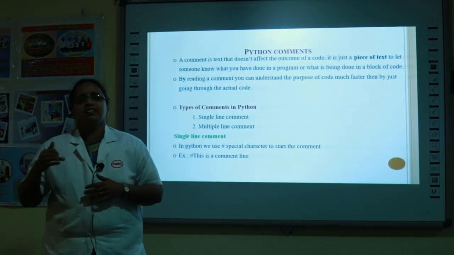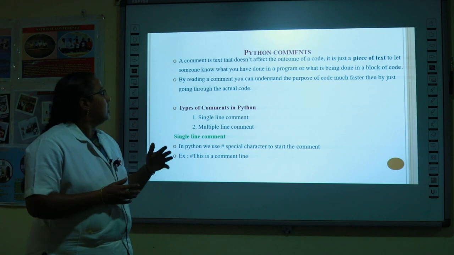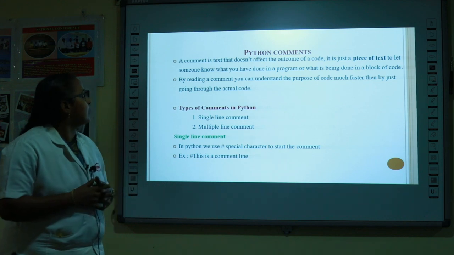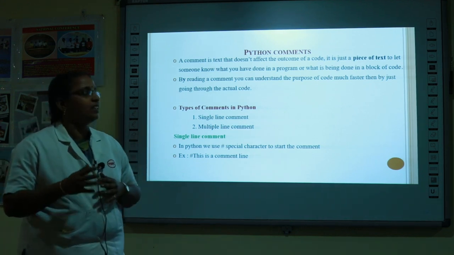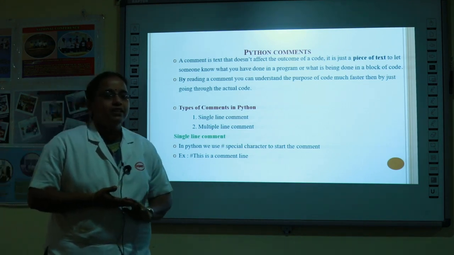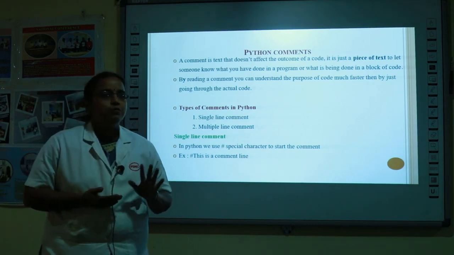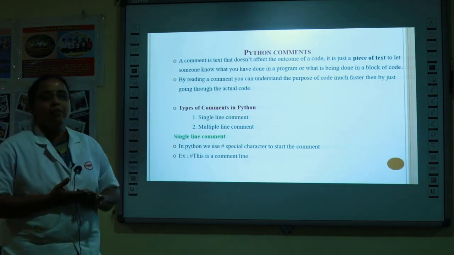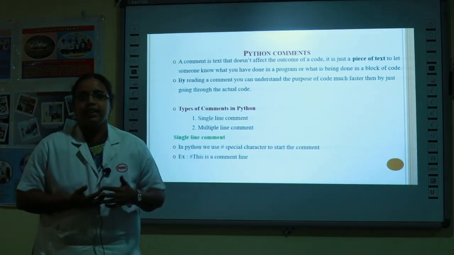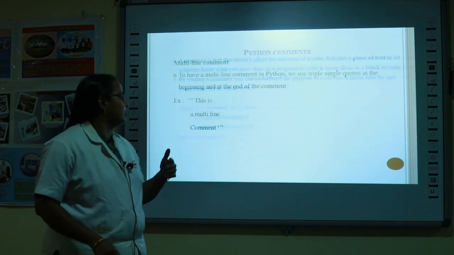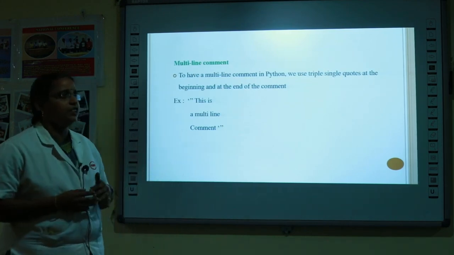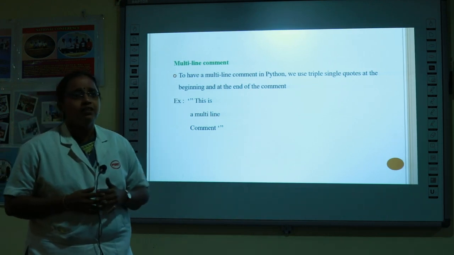Next, see the Python comments. A comment is nothing but a piece of text to let someone know what you have done in your program or what is going to be done in your block of code. This comment can be of two types: single line comment and multiple line comment. If I need a single line comment, I can use the special character called hash. If I want to use a multi-line comment, I can use three single quotes. These are the two types of comments we have in Python.